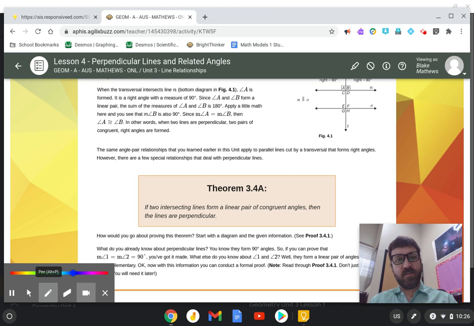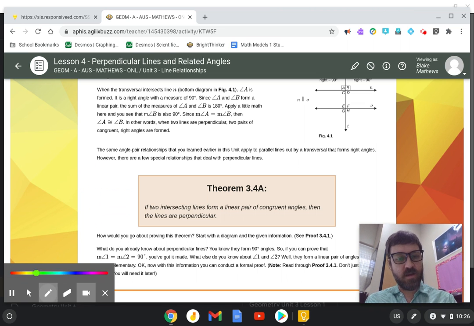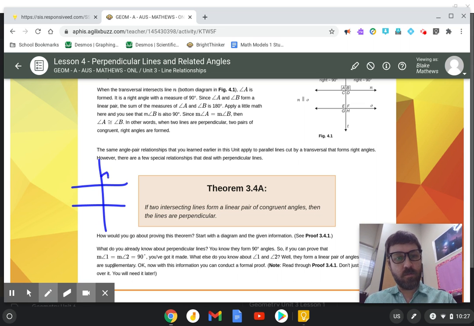It basically says that if you have two intersecting lines that form a pair of congruent angles, like this, and these are congruent, that means not only are those congruent, they're also right angles. So we would say, yeah, these green ones are congruent, but a better way would be to say that they intersect to form right angles right there.